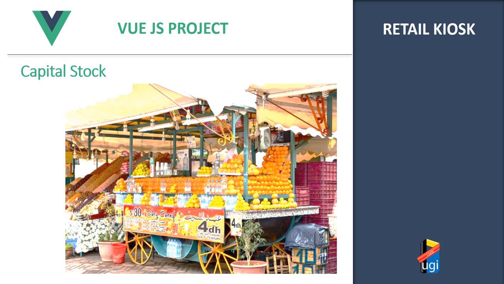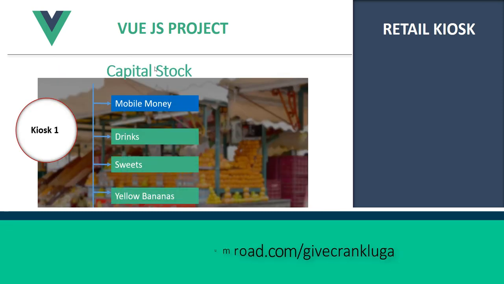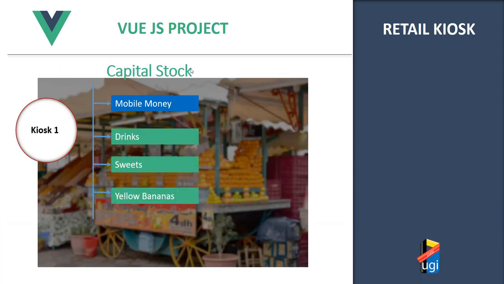All right, so this is kind of like a kiosk, maybe in India, and that kiosk has capital stock. Now in Africa, we have what we call mobile money. We're going to see. So a kiosk can be having mobile money, it can be having a stock of drinks, it can be having sweets and yellow bananas, among others.